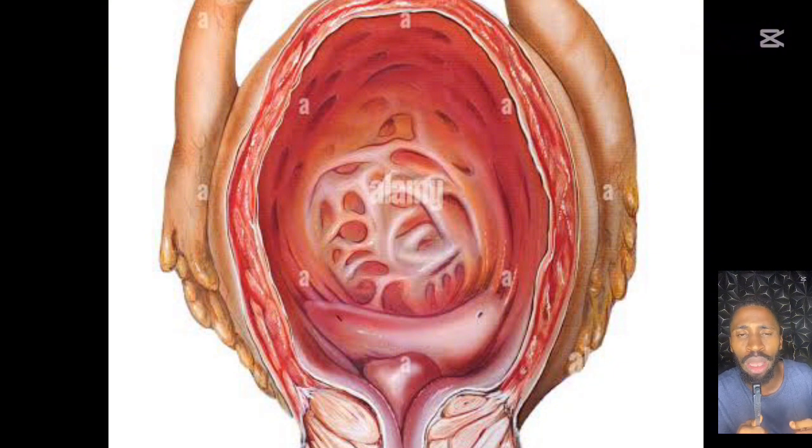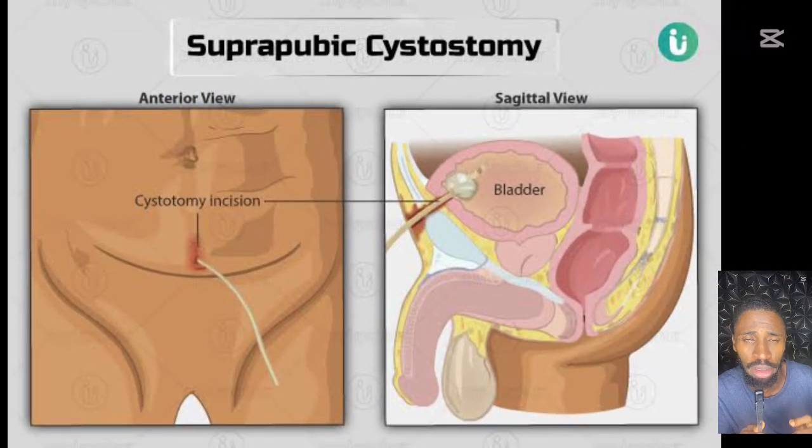The next clinical point we'll be talking about is the suprapubic cystostomy. The suprapubic cystostomy is a clinical procedure, or we can call it an extraperitoneal procedure of the bladder. It's just an approach to the bladder through the anterior abdominal wall without getting in contact with the peritoneal cavity. So in this way, we don't want to contact the peritoneal cavity, so we go through the lower part of the anterior abdominal wall to approach the bladder.